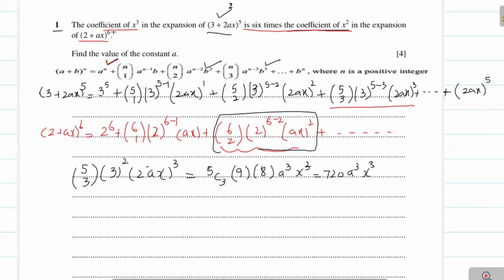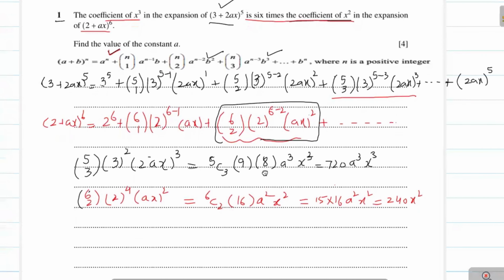Next, we will write down the coefficient of x square of this binomial expression (2 + ax)^6. We write 6C2 into 2^(6-2), that's 2^4, into (ax) whole square. We can write it as 6C2 into 2^4, which is 16, into a square x square. 6C2 is 15 multiplied by 16 into a square into x square, that's equal to 240 a square x square.